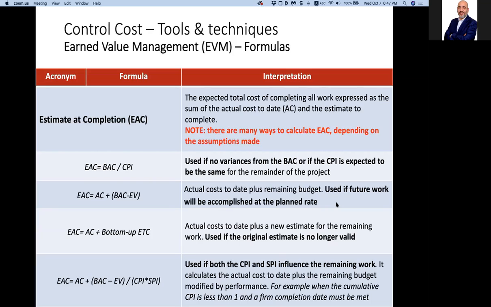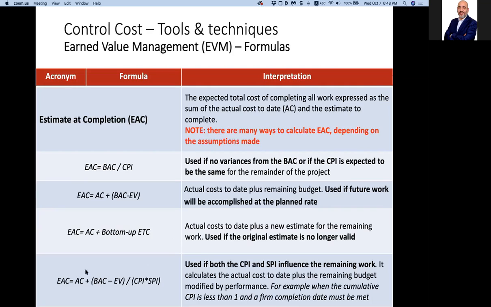If they tell me the original estimate is no longer valid, we did wrong estimates, we did wrong assumptions, there was inflation, there were problems in the country, what have you, then we have to re-estimate the whole thing from now till the end of the project. That means we do a bottom-up estimate to complete, like what is happening now with the lira exchange rate. For example, if there is a big change or wrong assumptions, or the original estimate is no longer valid.